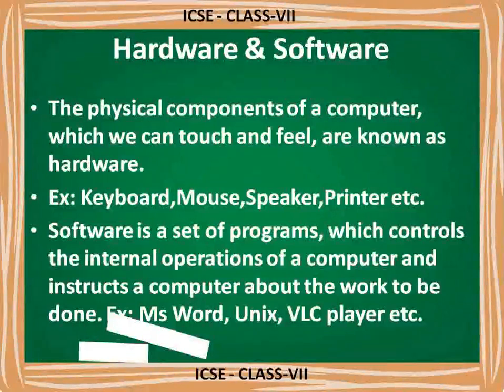The next point is software. Software is a set of programs which controls the internal operations of a computer. Whatever work is going on in a system is controlled by software, and it instructs the computer about the work to be done. So what work has to be done, that instruction is given by the software. For example, Microsoft Word, Unix, VLC media player, Word, Excel, PowerPoint. Those are examples of software.